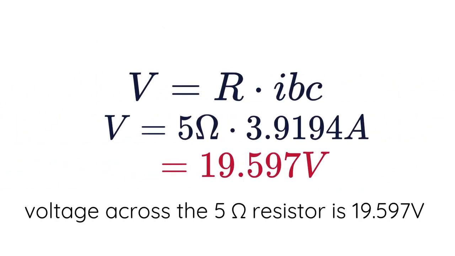Now, the voltage across the 5 ohm resistor is calculated using Ohm's law. V equals 5 times IBC. Substituting the values, we have V equals 5 ohms times 3.9194 amperes. So the answer is 19.597 volts.